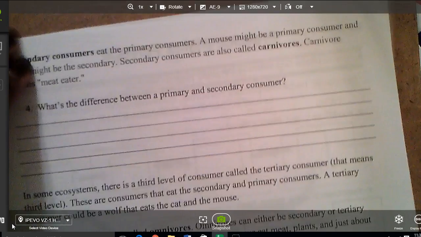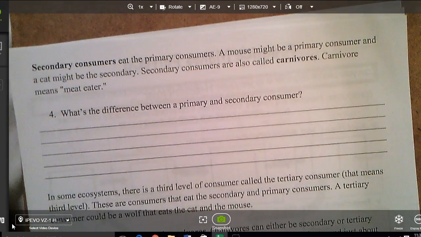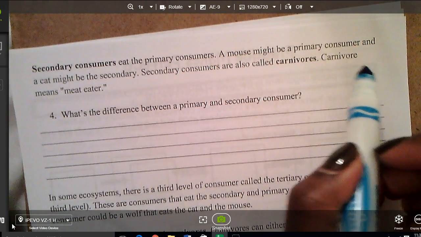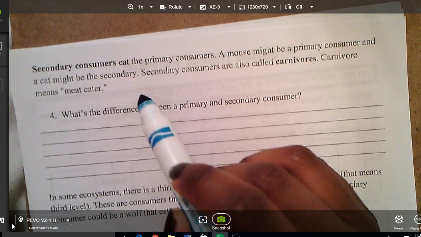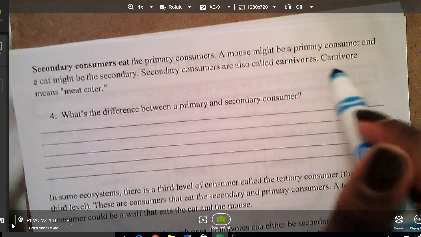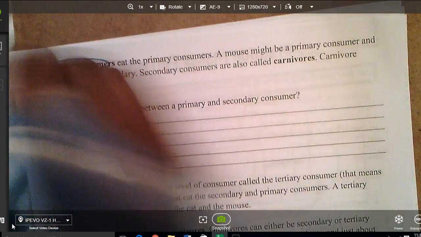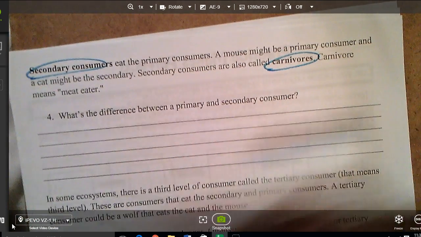The next piece is secondary consumers. Secondary consumers eat the primary consumers. A mouse might be a primary consumer and a cat might be the secondary. Secondary consumers are also called carnivores. Carnivore means meat eater. So we have 2 important words there.